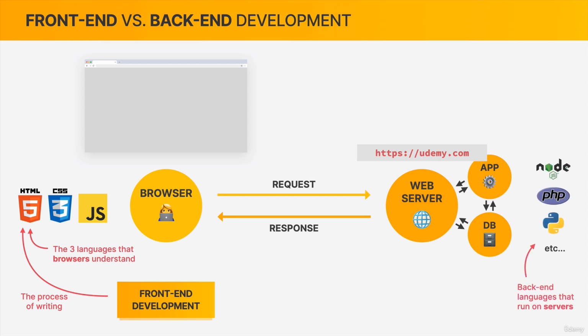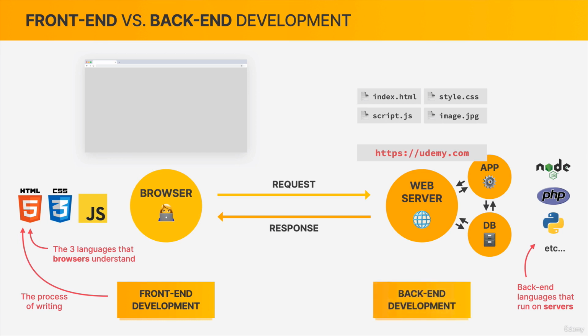So to write applications that are actually executed on web servers, developers use some kind of back-end language like Node.js, PHP, or Python. So what these languages do is to take data out of a database and basically assemble that data into the final files that will then be sent to the browser as the response. And this whole process is called back-end development because this is basically the invisible part of a website. And so it's the website's back end.